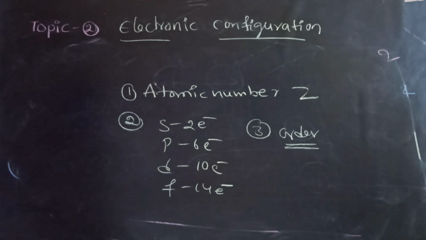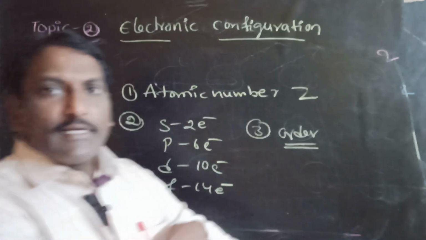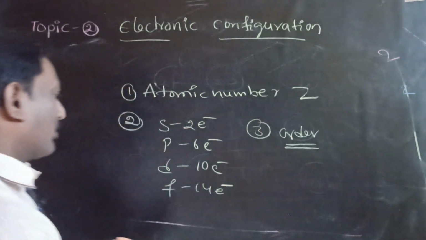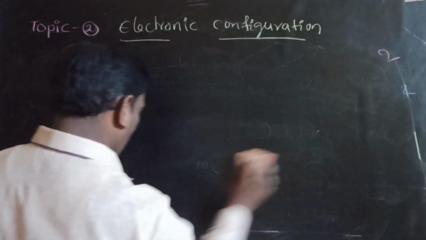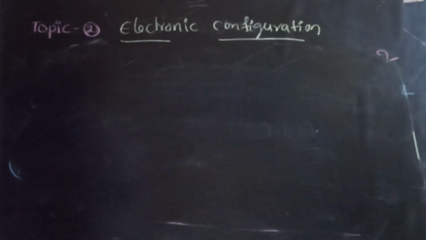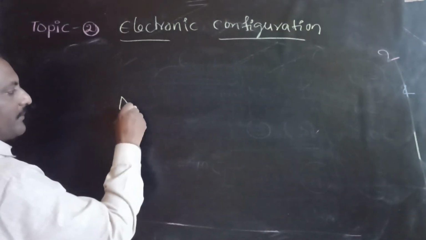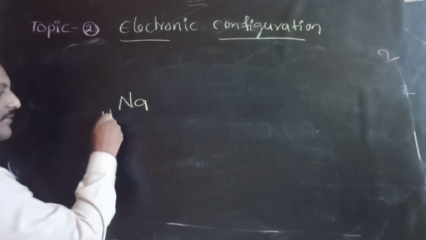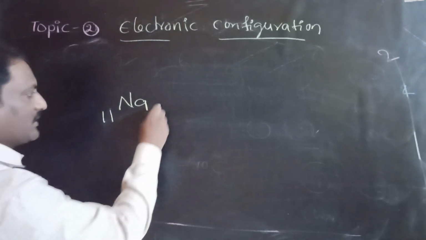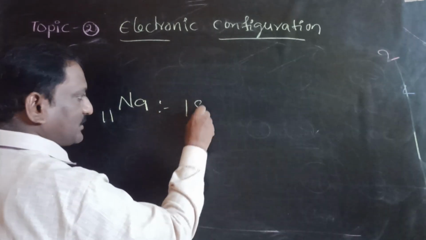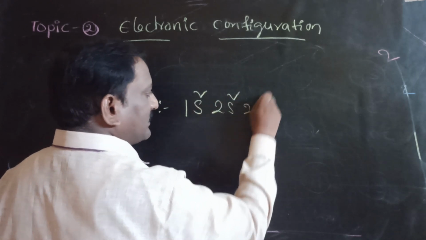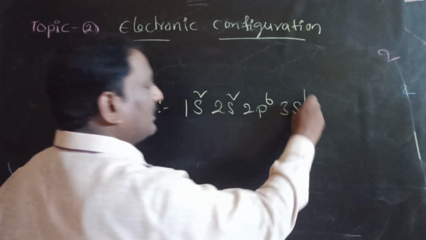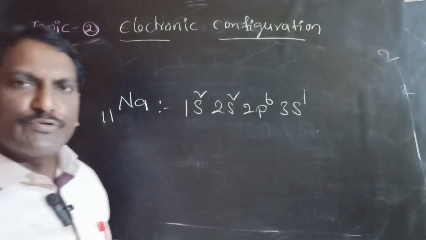Right. So now let us write a few more examples. Let us write electronic configuration for a few more elements. Look into that. Let us take sodium. Sodium atomic number 11. Electronic configuration 1s2, 2s2, 2p6, 3s1. This is the electronic configuration of sodium.